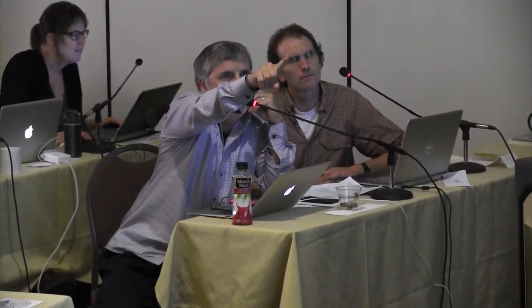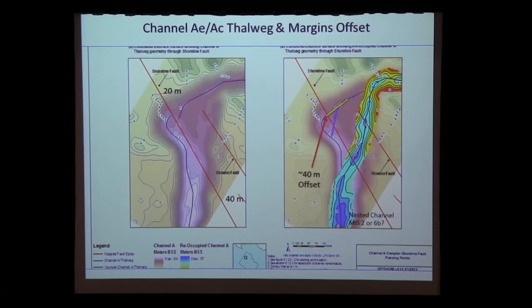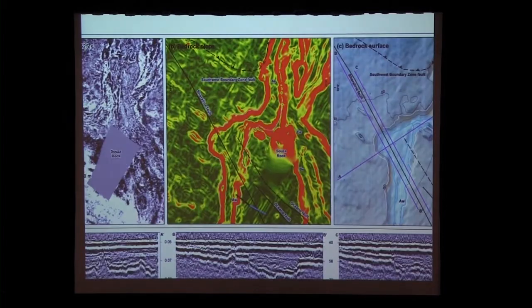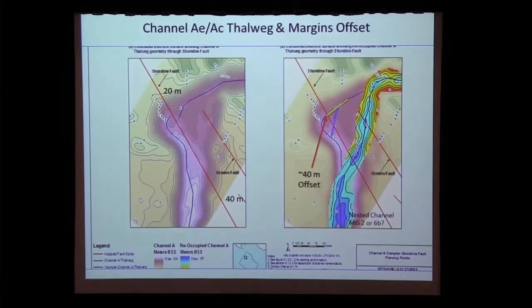And just so I'm clear on the measurement of the 40 meters of offset, you have a yellow projection line and a blue. Where did you measure 40 meters? The 40 meters is measured from here to here. Okay.